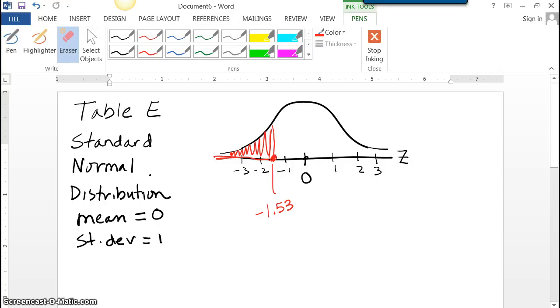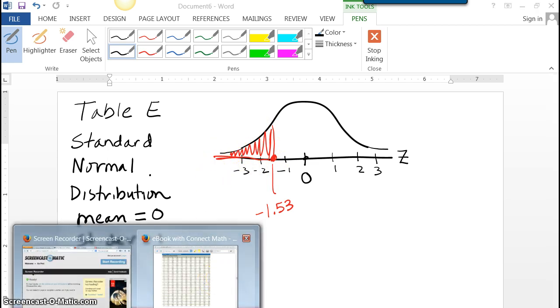This is going to be a demonstration on how to use Table E to get the area under the standard normal distribution curve. The standard normal distribution curve is a bell-shaped graph with a mean of 0 and a standard deviation of 1. When you look on Table E and you pick a z along this number line, like I've picked the z of negative 1.53, the table will give you the area to the left of this under the curve. So let me show you the table.